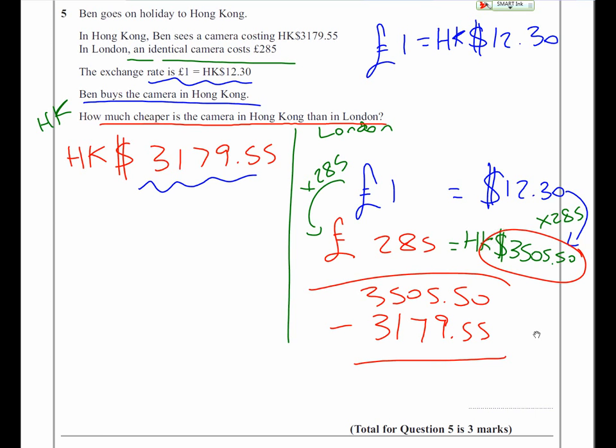Okay. I've still got this on my calculator, so I'm just going to do take away 3,179.55, and he has saved himself 325.95 Hong Kong dollars. What a guy. Okay, that's what knowing maths can get you. 325 Hong Kong dollar saving. Okay, right, moving on.